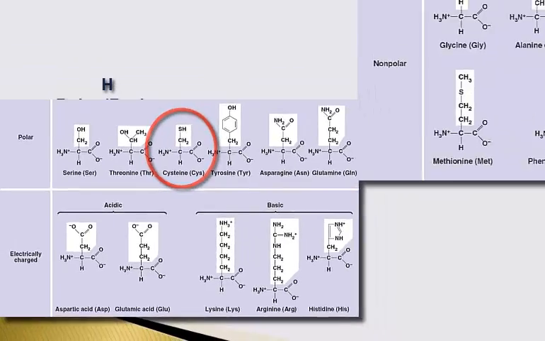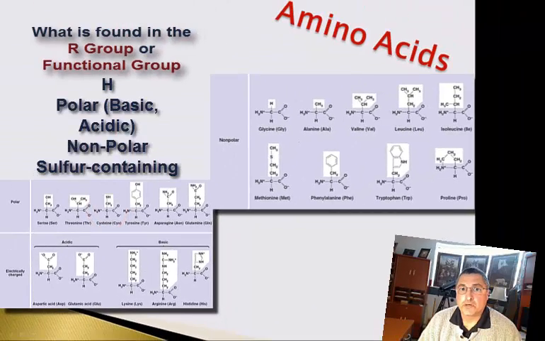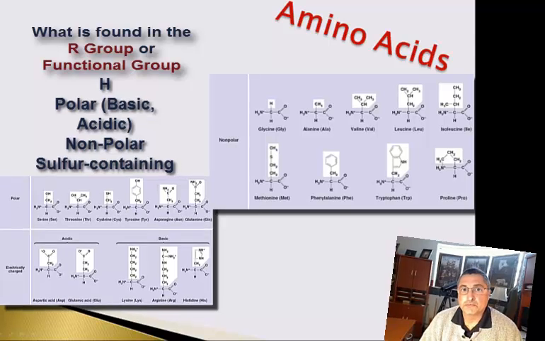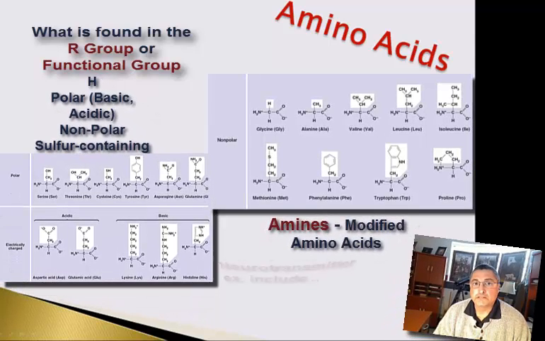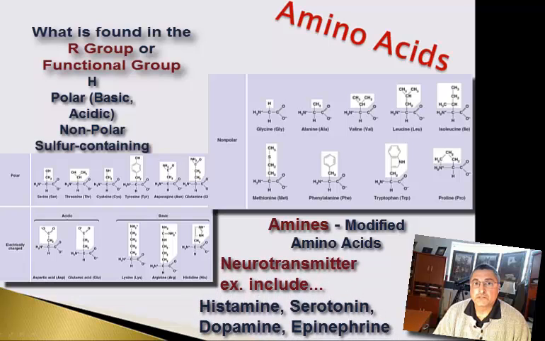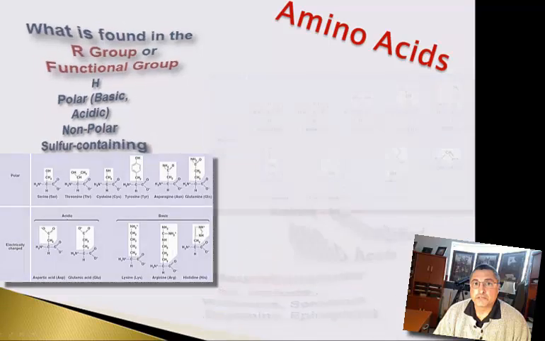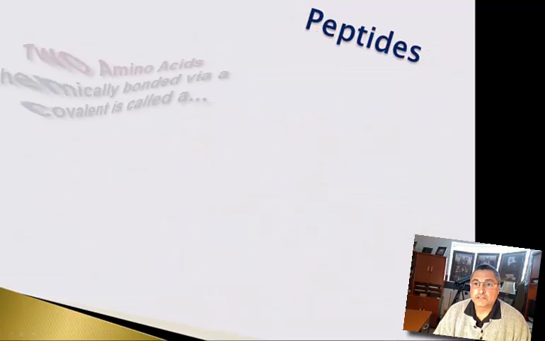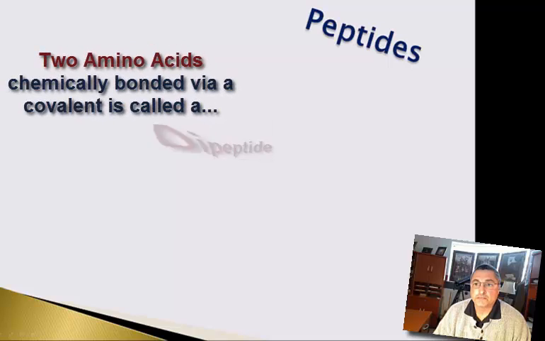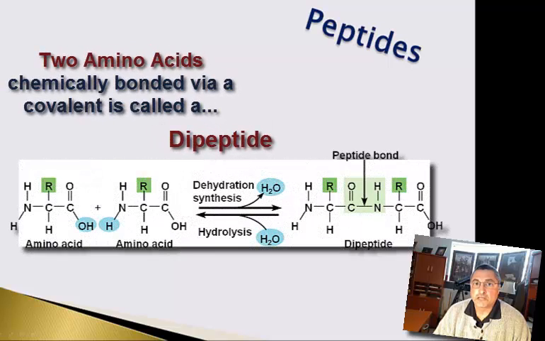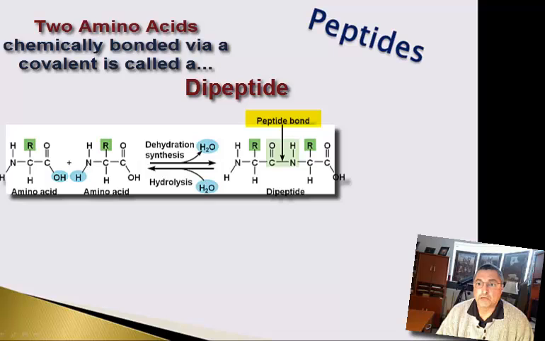Now, frequently we'll find these amino acids floating freely in our body. Now, as a group, these amino acids can be modified into something we know as amines. Now, amines frequently are going to be seen as key neurotransmitters in our body. But these amino acids also are chemically bonded together to build larger structures. If I take 2 amino acids and chemically bond them together, I create something known as a dipeptide. Now, the bond that's there is a covalent bond, but we give it a particular name. We call it a peptide bond.